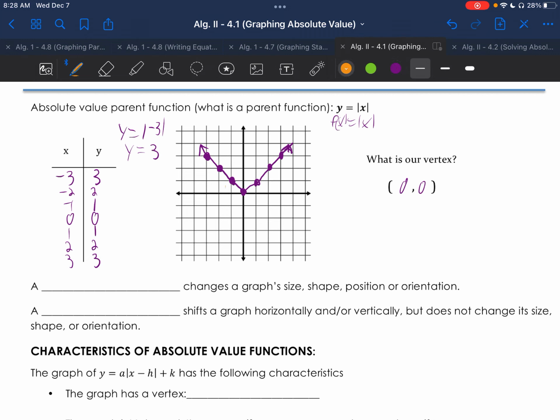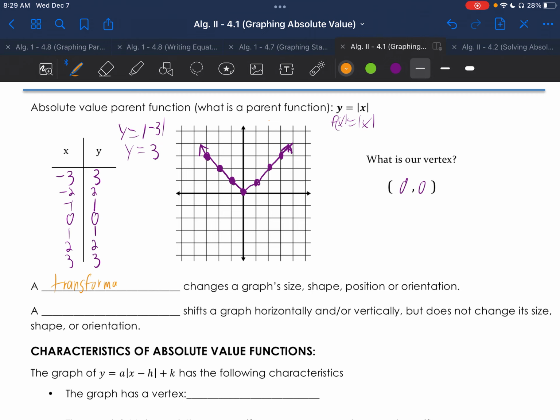And our vertex here is (0, 0). That is the point where it changes direction. And it's always either going to be the lowest or highest point, whichever one it has. In this case, it has the lowest point. It does not have a highest point because it goes up forever, because of these arrows.